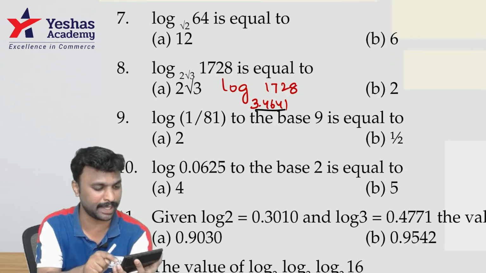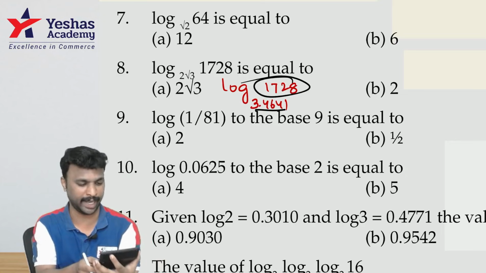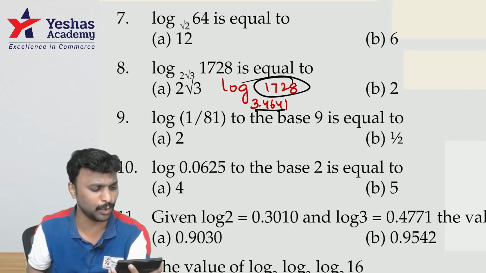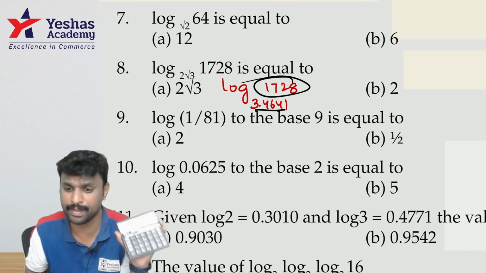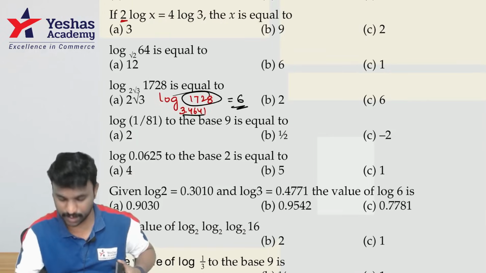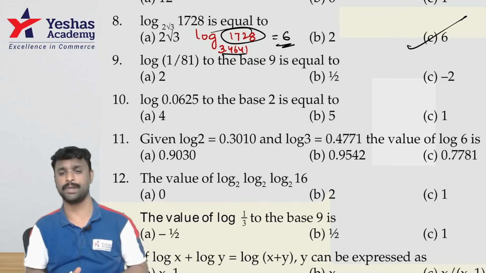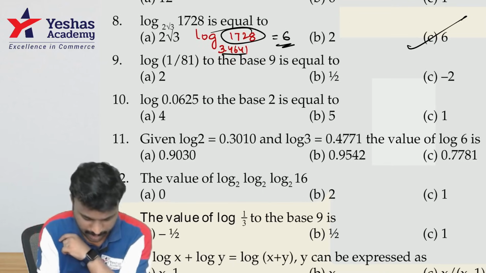Press into, keep pressing equal until what? 1728 is obtained. That means you get 1727.99. Counter number is 7. The actual power is what? 6. That means the option C is the right answer. Guys, moving on to the next question. Question number 9.